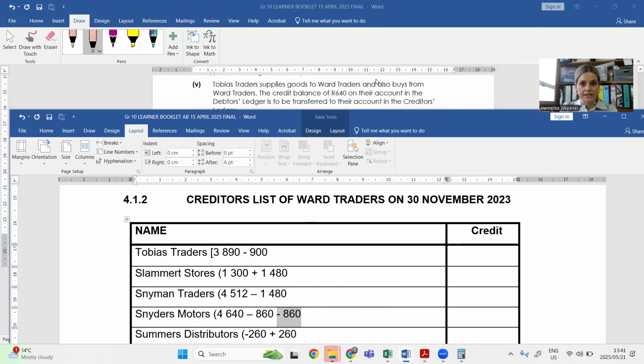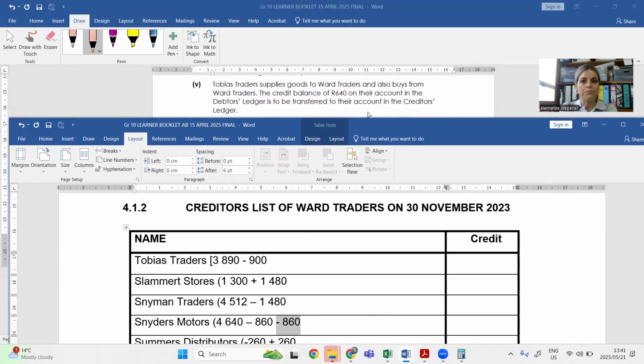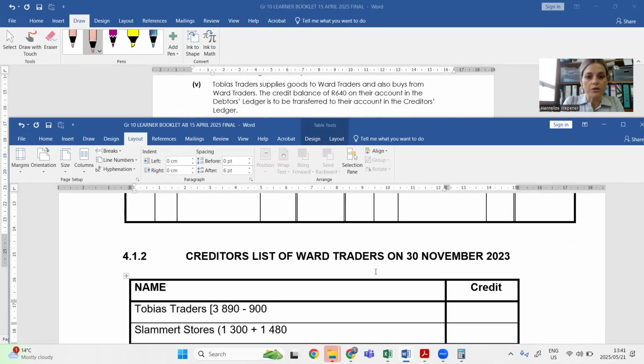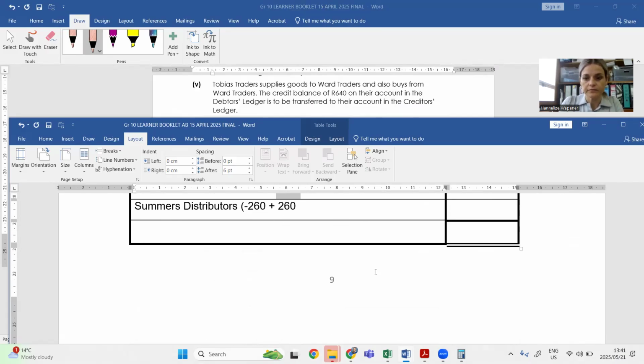Then Tobias Traders supplied goods to Ward Traders and also buys from Ward Traders. So in other words, we trade with each other, both buy from each other, and therefore we both owe each other money. It then says that the credit balance of 640 Rand on their account in the debtors ledger must now be transferred to the account in the creditors ledger. So we are Ward Traders.